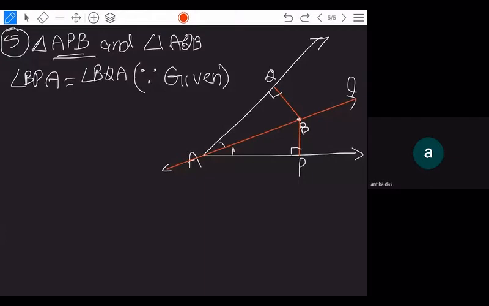And the next thing is that angle QAB is equal to angle PAB. Is it right? Is this step right?